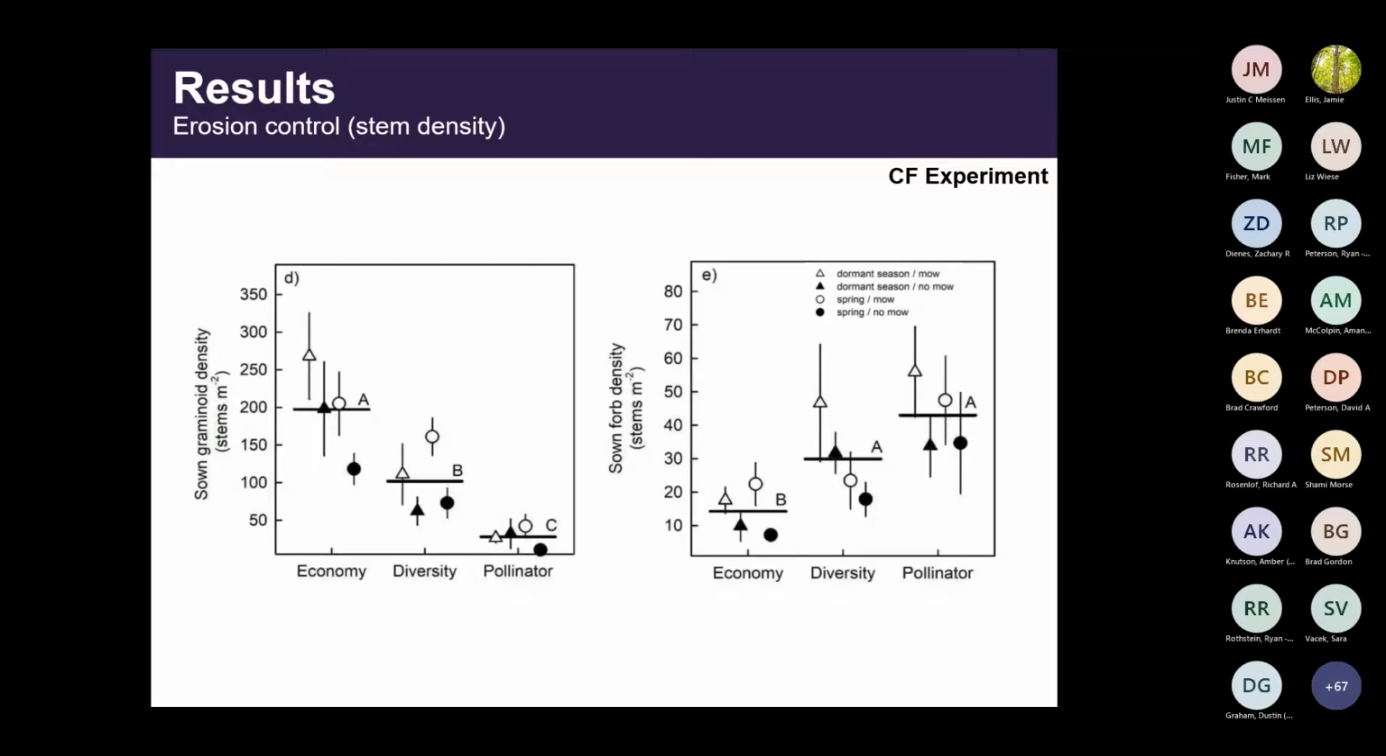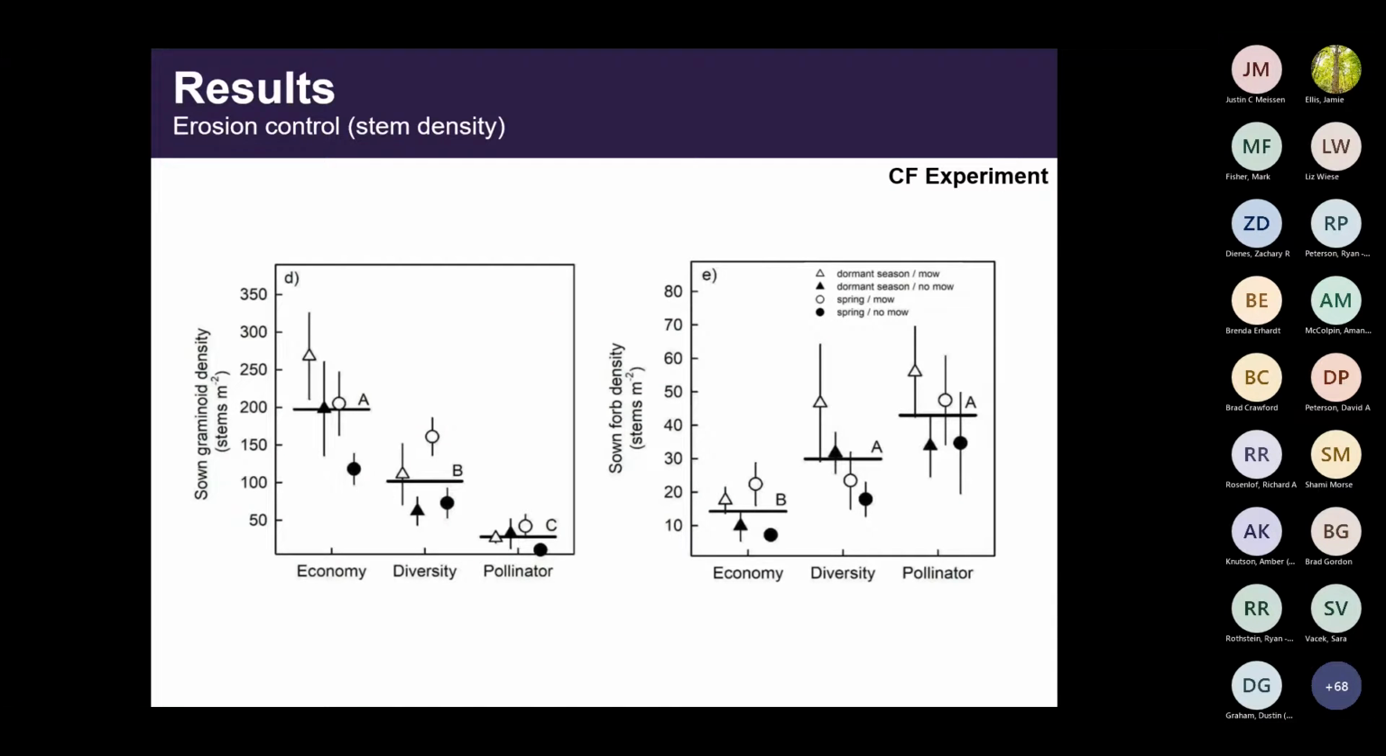Okay, so we're going to be looking at a series of similar graphs here. Let's orient ourselves. On the y-axis, we have stem density broken out into native grasses on the left and native forbs on the right graph. The responses are grouped primarily by seed mix, which is on the x-axis, and then further by planting season, denoted by triangles, which are dormant planted, or circles, which are spring planted. And then mowing by open, mowed, or filled, unmowed shapes. Significant differences between the seed mixes are noted by the letters.